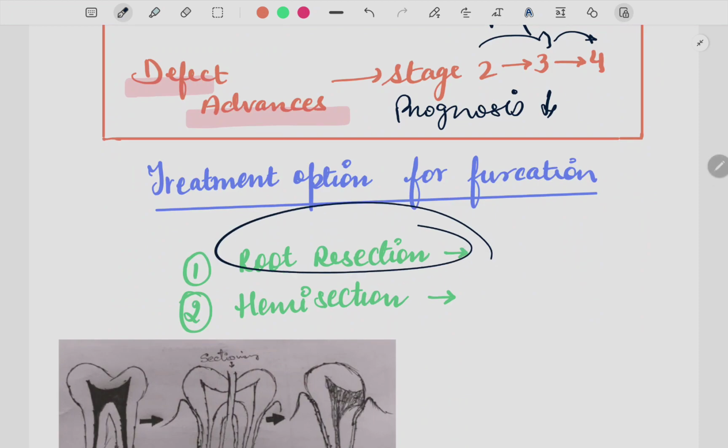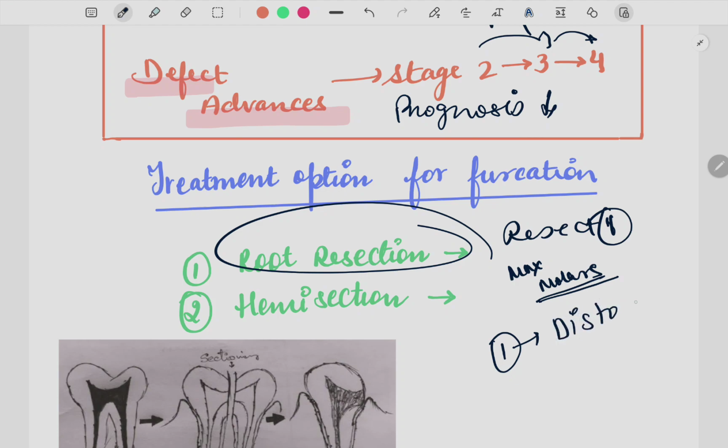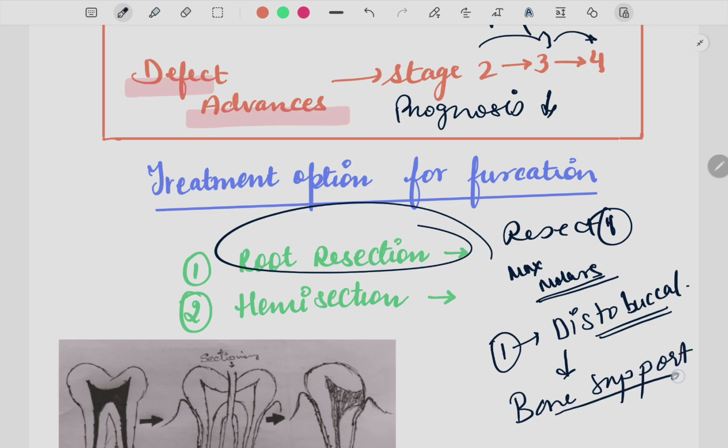Now coming to the treatment options that we have in furcation. The first we have here is root resection. As the name itself is telling you, we basically resect or remove one particular root. So usually this is done in the cases of maxillary molars, in which we have two buccal roots, so we remove one of the buccal roots, which is commonly the distobuccal root. Or it can be any other root also, but always keep in mind to remove the root which has less bone support. So whichever root has less bone support, meaning more bone loss, you remove that one.